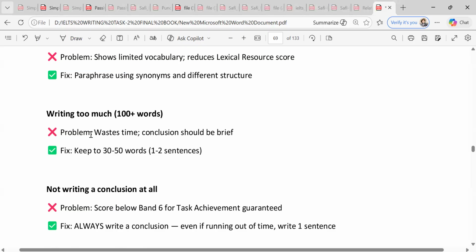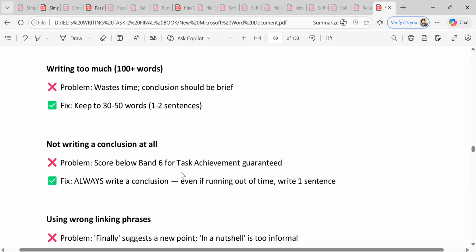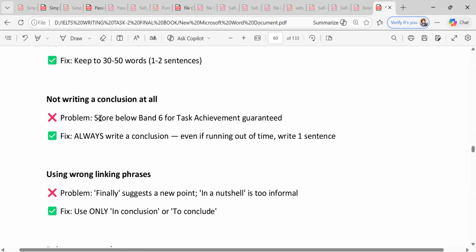Number three: writing too much, 100 words. No. It wastes time. The conclusion should be brief. 30 to 50 words is more than enough. Number four: not writing a conclusion at all. Always write a conclusion, even if running out of time. Write one sentence, but write it.